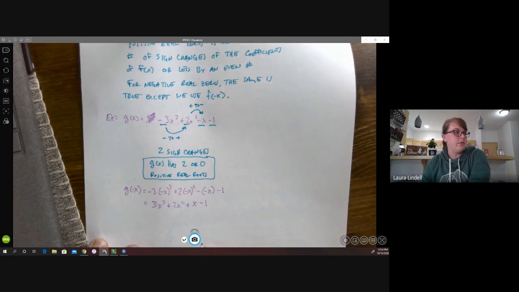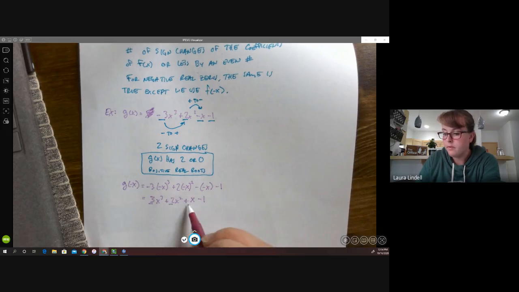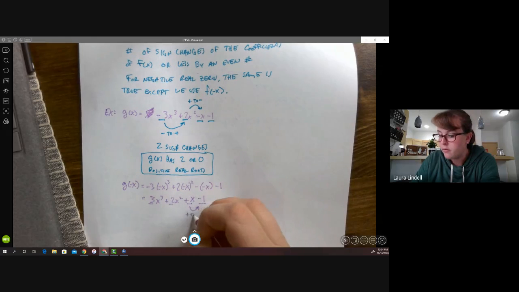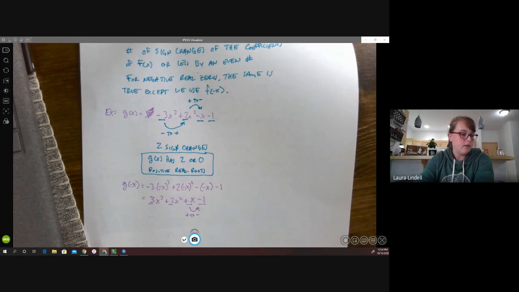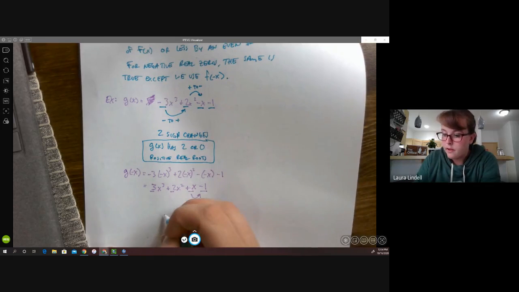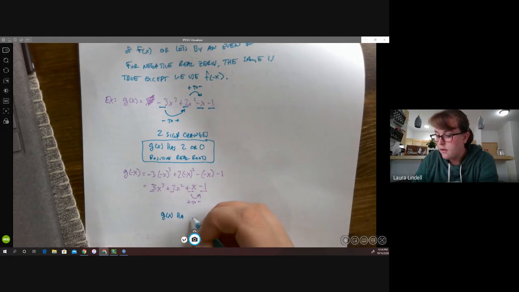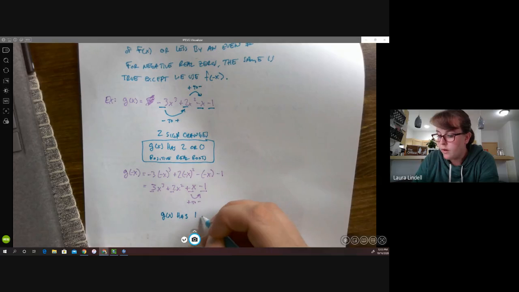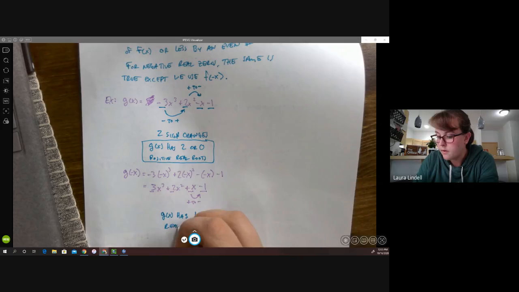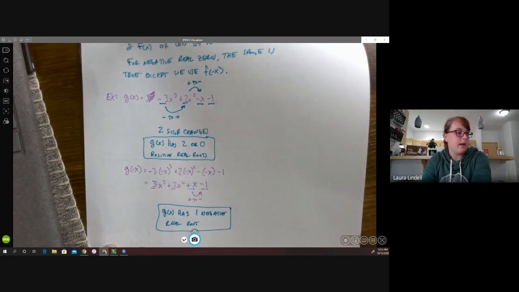And then we would do the same thing, counting the sign changes. So from here, we're positive, positive, positive, negative. So we've got one sign change here from positive to negative. So one sign change tells me that g of x has one negative real root. One negative real root.